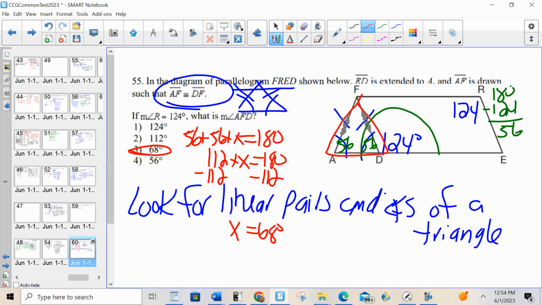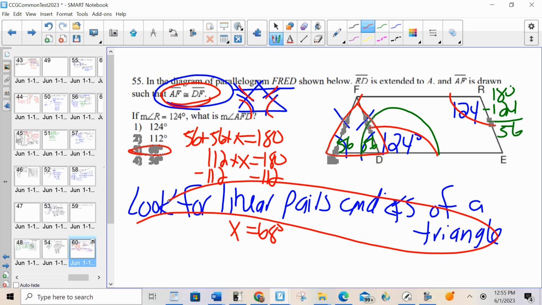So parallelogram has opposite angles congruent. That's the property that would apply for these types of questions. When you have two sides congruent, mark the sides, mark the angles opposite them, and look for linear pairs and angles of a triangle.